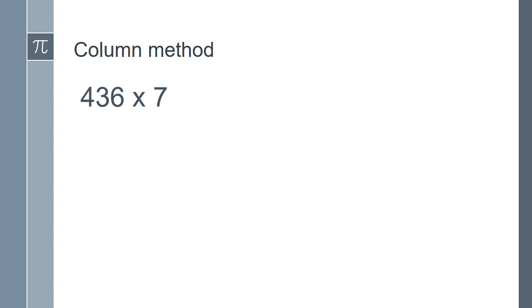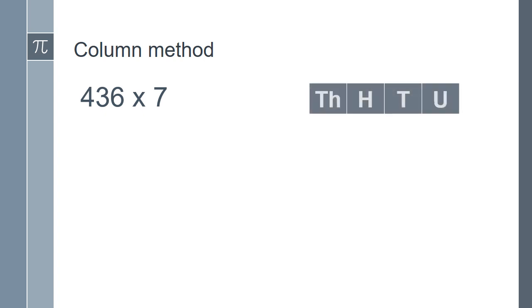Let's look at a 3-digit number with that method. 436 times 7. So set out your columns. For this one we need a thousands column as well as a hundreds, tens and units. And write the sum out like we did before. So remember to put your sign in so you know what sort of sum you're doing, and also the line underneath the sum so it separates out your answer.